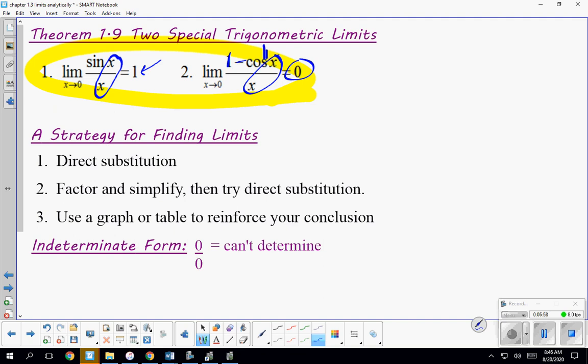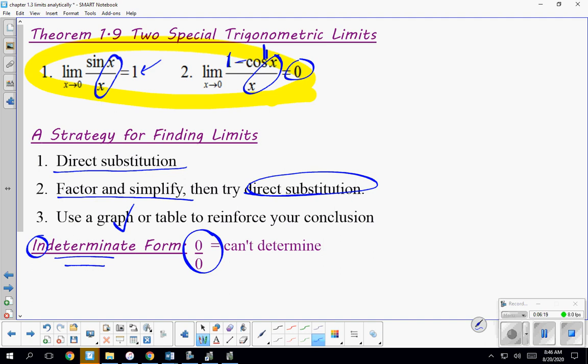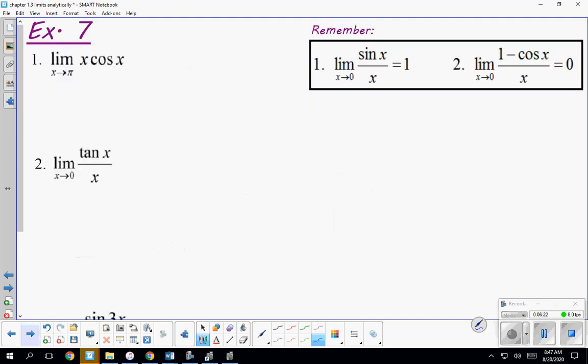Okay, so here's kind of how we find limits. We try direct substitution first. If that doesn't work, we try to factor and simplify. Then we still go back to direct substitution. If we have a graph, great, but we usually don't want to make a graph for these problems. Indeterminate form means we can't determine the limit from what we get. We must do more work.